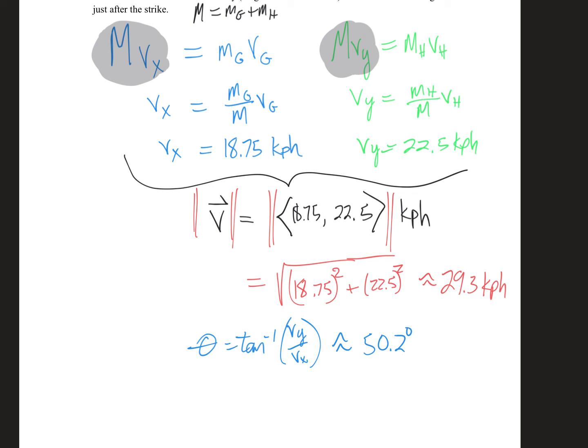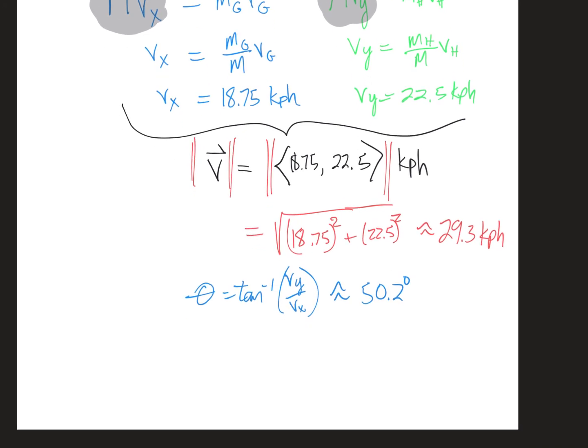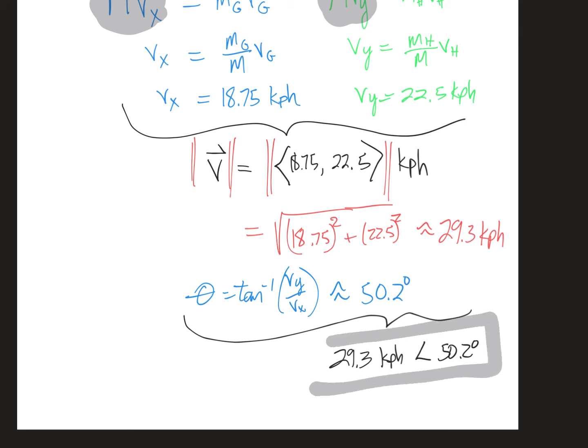So if it was a polar vector, we'd say 29.3 kilometers per hour at 50.2 degrees. That would be our answer to the animators. And they could make it go that way and then stop at the ground, hopefully. Or put a nice little dent in it. And that'll be that.